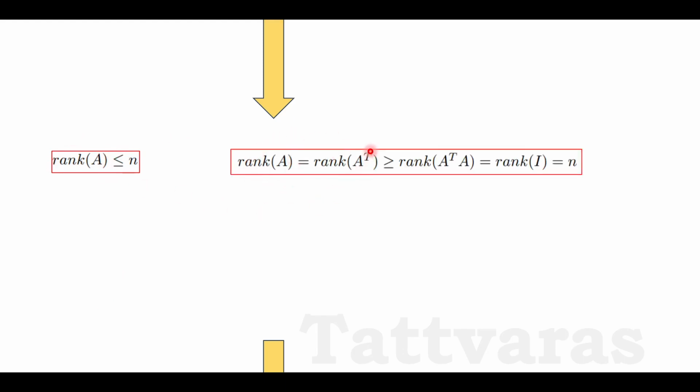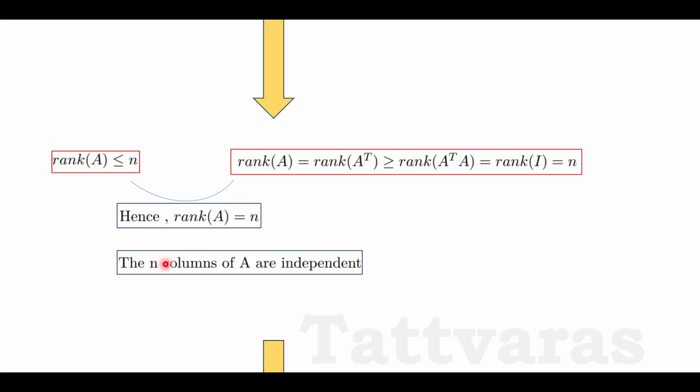Then we have rank of A is equal to rank of A transpose from the second result. Then rank of A transpose is greater than or equal to rank of A transpose into A from the first result, which is the same as rank of I from the question itself. And rank of I is equal to n because I is the n cross n identity matrix. Now combining these two, we have rank of A is equal to n because from this we have rank of A less than or equal to n, and from this we have rank of A greater than or equal to n. Alright. So what we can say is that the number of independent columns in A is n.